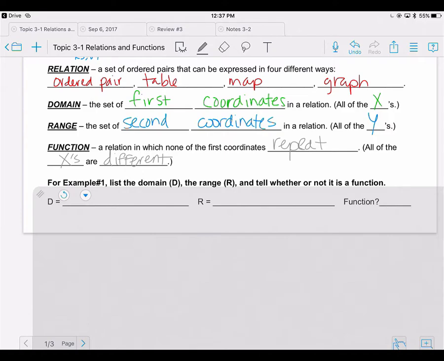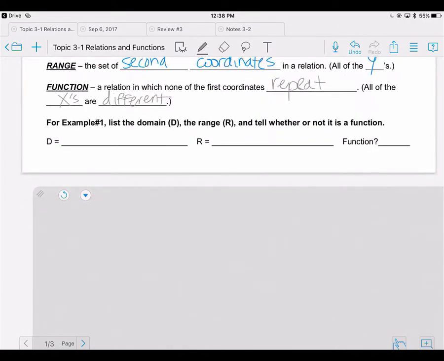So if you have a function, an x breaks up with someone and is not repeated, you do not go back to that same x. All of the x's are different. For a function, y's do not matter. So your y's can repeat all day long as your x's don't repeat.